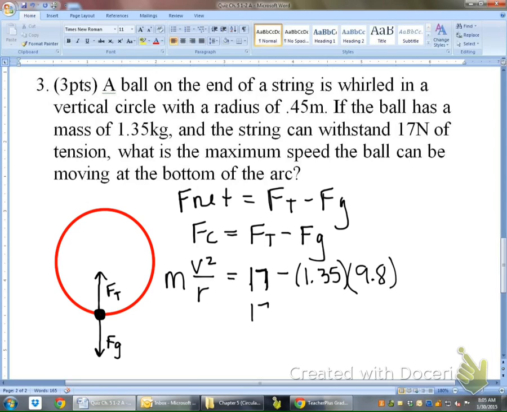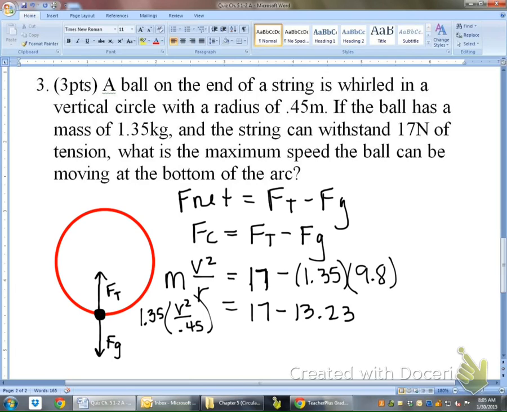Okay, so we'll take 17 minus 13.23. Okay, and all that equals on the left side 1.35 mass times v squared over, what's our r? 0.45.